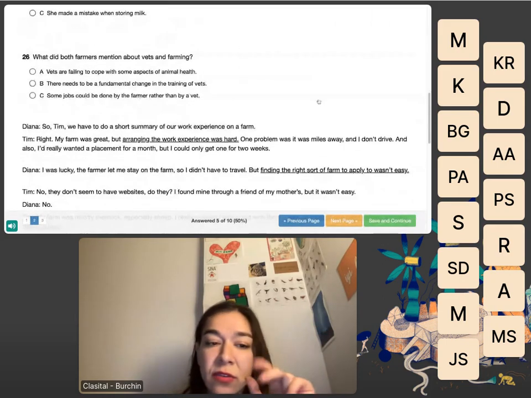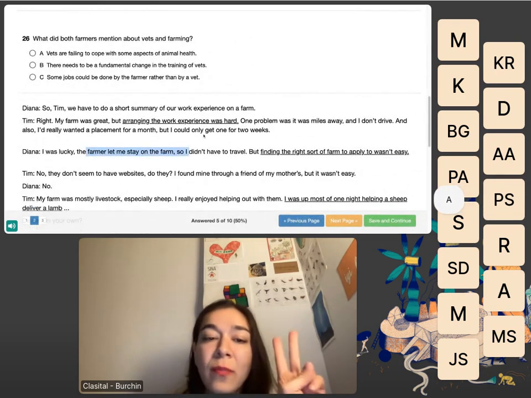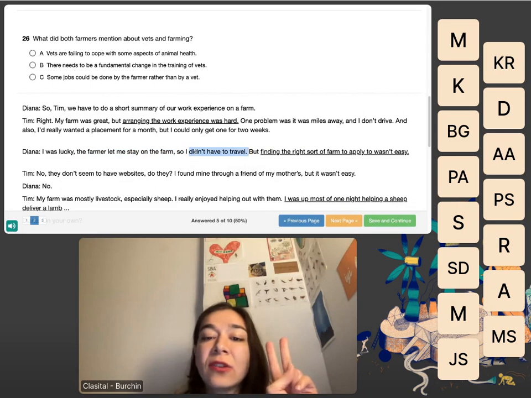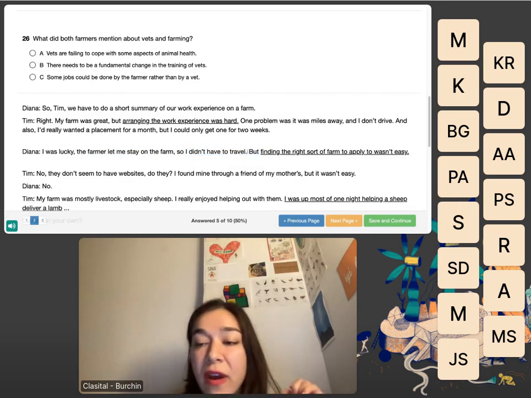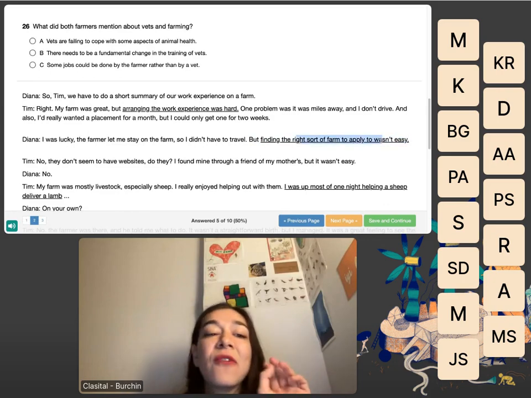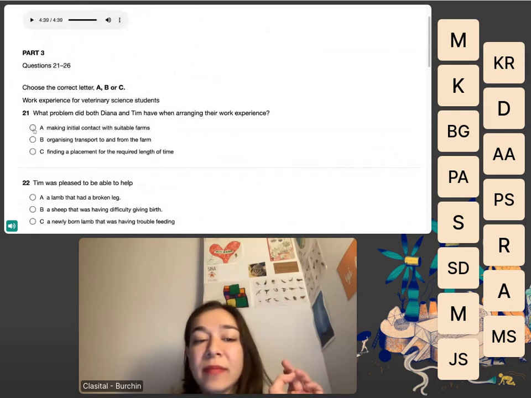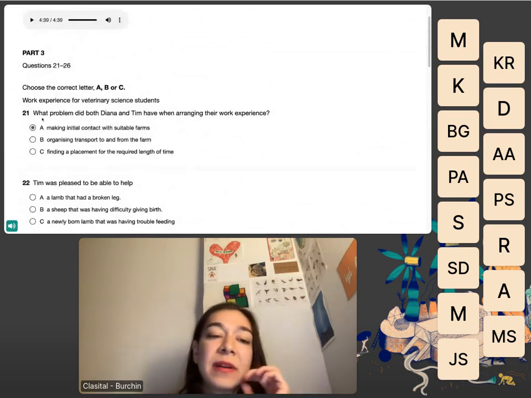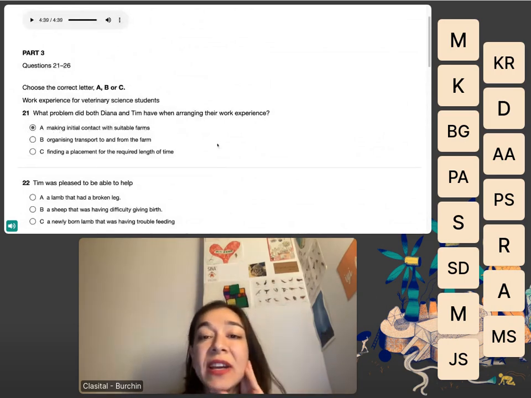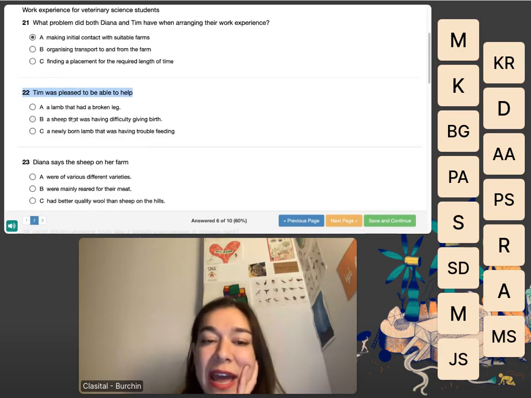Let's see Diana's condition. I was lucky, the farmer let me stay on the farm, so no placement issues, and I didn't have to travel, so no driving issues, but finding the right sort of farm to apply to wasn't easy. So, they have a common problem: making initial contact with suitable farms. So 21 is A.